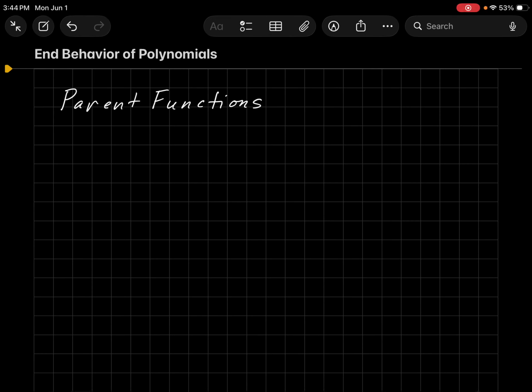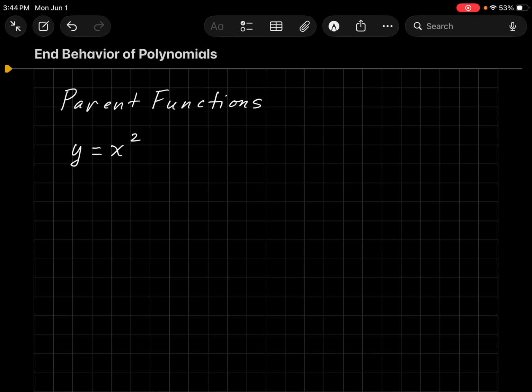and behavior of polynomials. Before we talk about the end behavior, let's remind ourselves of some parent functions. In particular, let's look at their graphs.